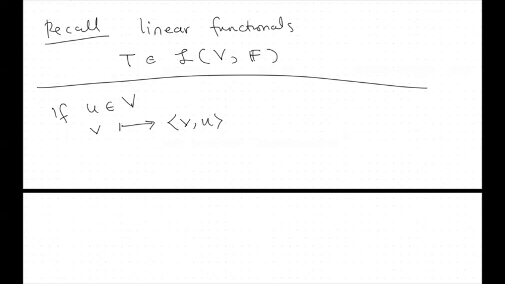Okay. So here, we will have the following example, and this example will show that for the linear functional, there's no obvious candidate for u.